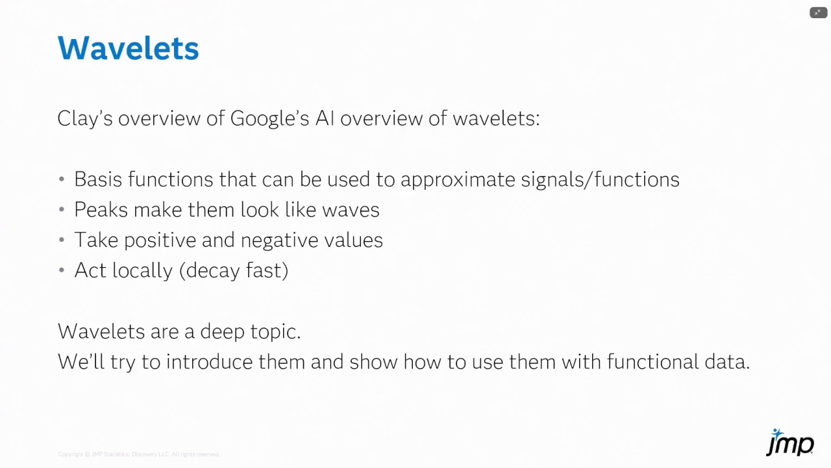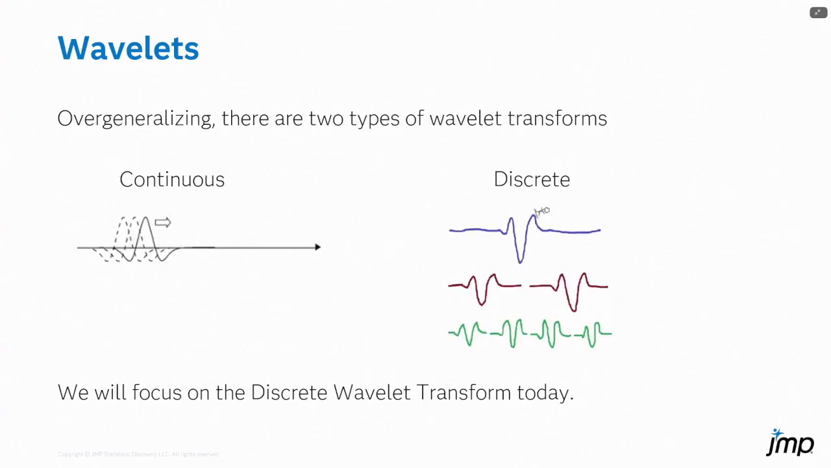So we could spend a lot of time on wavelets, but we're just going to introduce them and show how to use them within JMP. That's really our goal for today. When we talk about wavelets, sometimes you'll hear people talk about the continuous wavelet transform, and sometimes you'll hear people talk about the discrete wavelet transform.